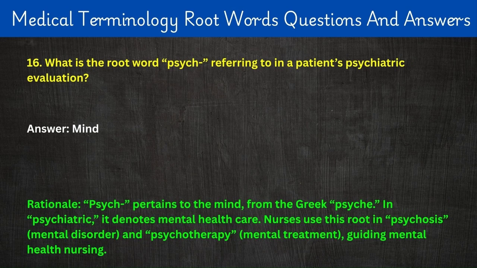16. What is the root word psych- referring to in a patient's psychiatric evaluation? Answer: mind. Rationale: Psych- pertains to the mind, from the Greek psyche. In psychiatric, it denotes mental health care. Nurses use this root in psychosis, mental disorder, and psychotherapy, mental treatment, guiding mental health nursing.